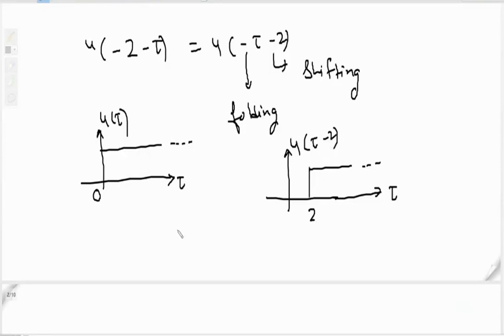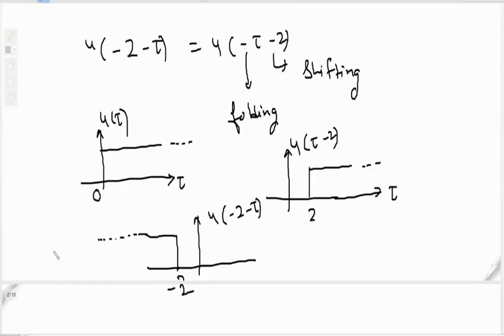Then second, we have to do the folding. The folding of this: plus 2 will come to minus 2, and it was going from 2 to infinity, now my signal will go from minus 2 to minus infinity. So this is my final answer, u of minus 2 minus tau. So I have sketched two signals. First is u of 2 minus tau. Second one is u of minus 2 minus tau.